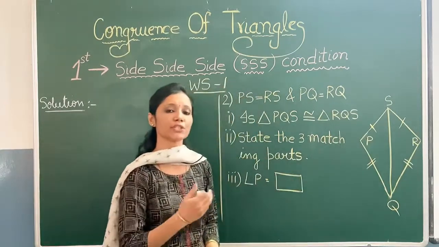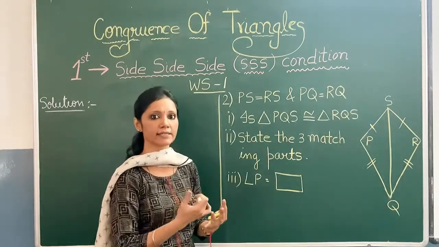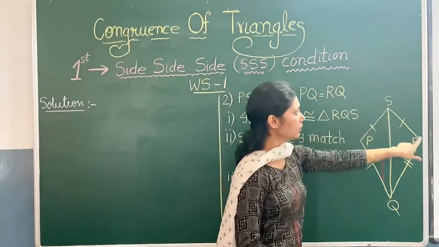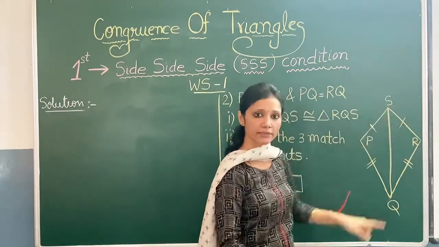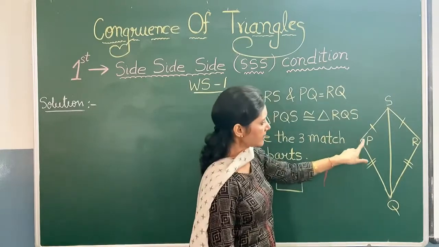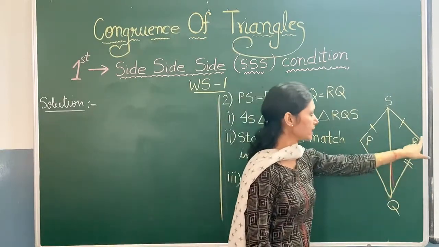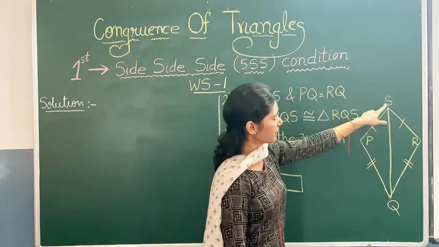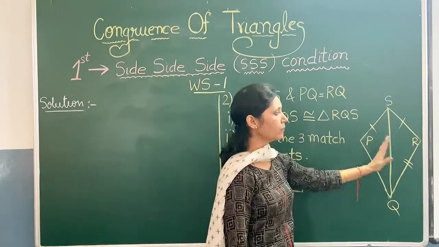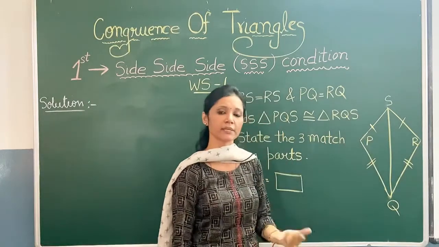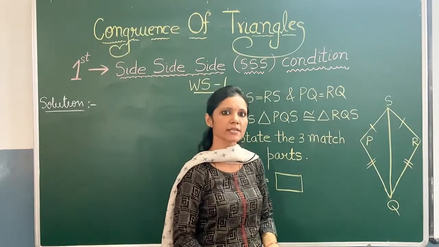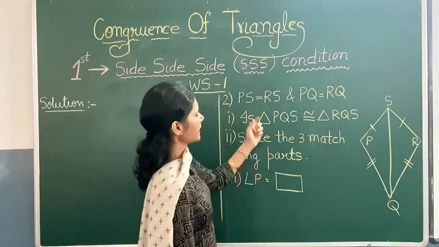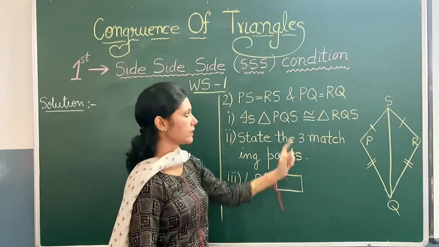So we'll have to check the 3 conditions, that is side. So you can see that this side PS is equal to this side RS of the other triangle. Then this side PQ is equal to the side RQ of the other triangle. Now what about the third side? The third side SQ is common to both the triangles. That means it is equal for both the triangles. So yes, since the three conditions are satisfied, we can say that the triangle is congruent to the other.